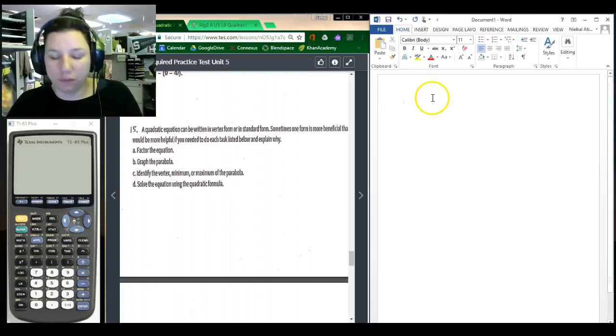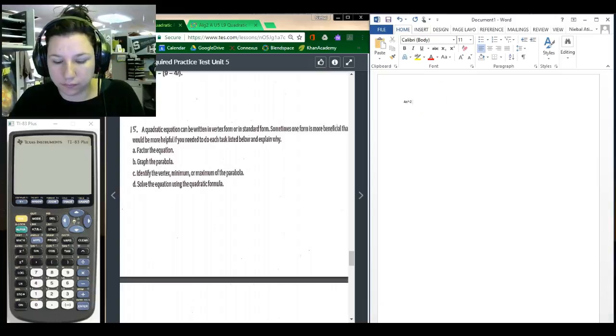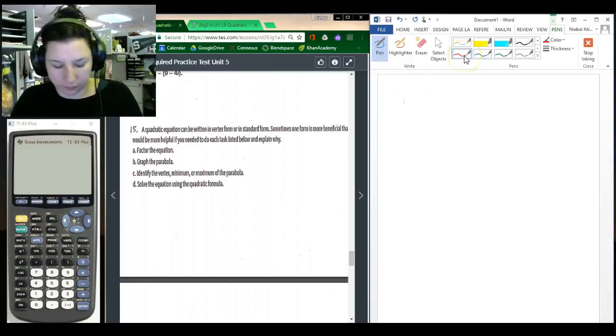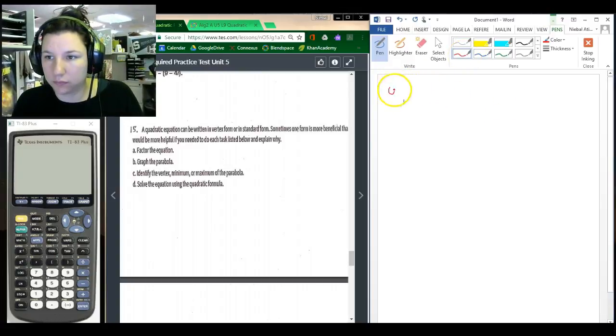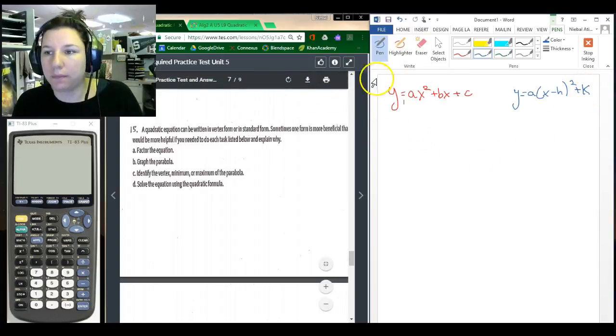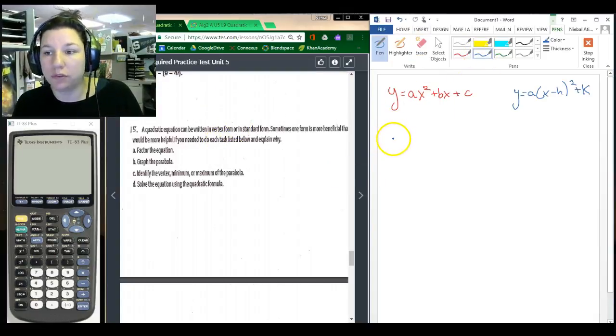So we have standard form, which looks like this. Let's use the pen here. And we're comparing that with vertex form. Both of these are on your formula sheets again, okay? So which is going to be easier if I want to factor? Most of your factoring questions, when it says to factor or solve, look something like this. They're typically in standard form.